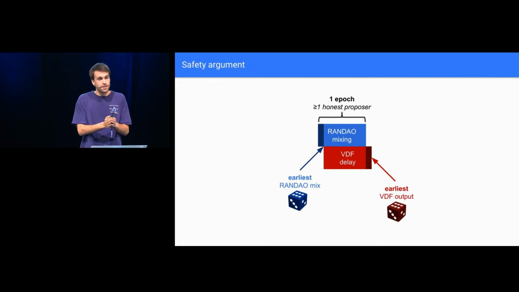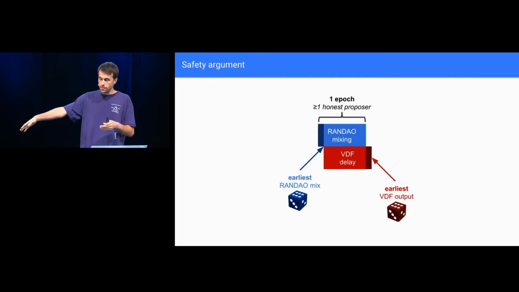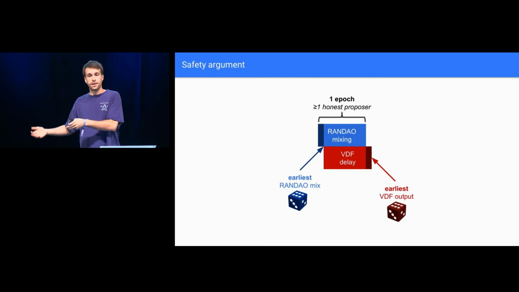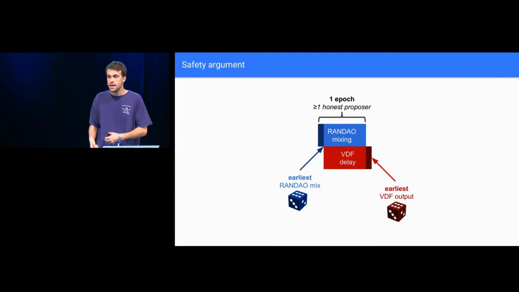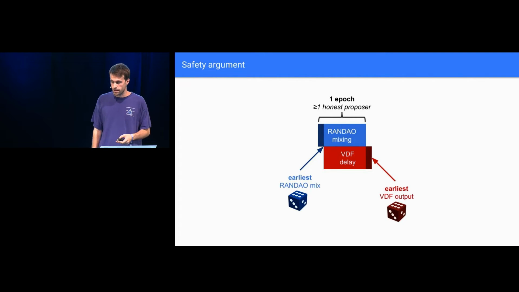But the VDF is going to give you a guaranteed delay of 1 epoch, which means that all the outputs will be produced after the end of the Randao epoch, and it will be too late to try and bias the randomness because every action that has been made is now binding. The blockchain has moved forward.